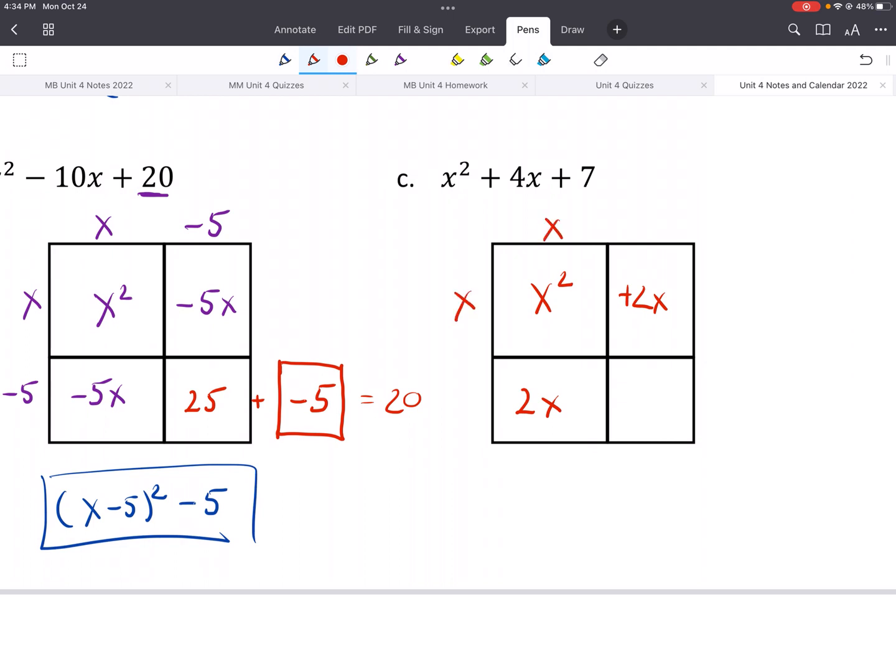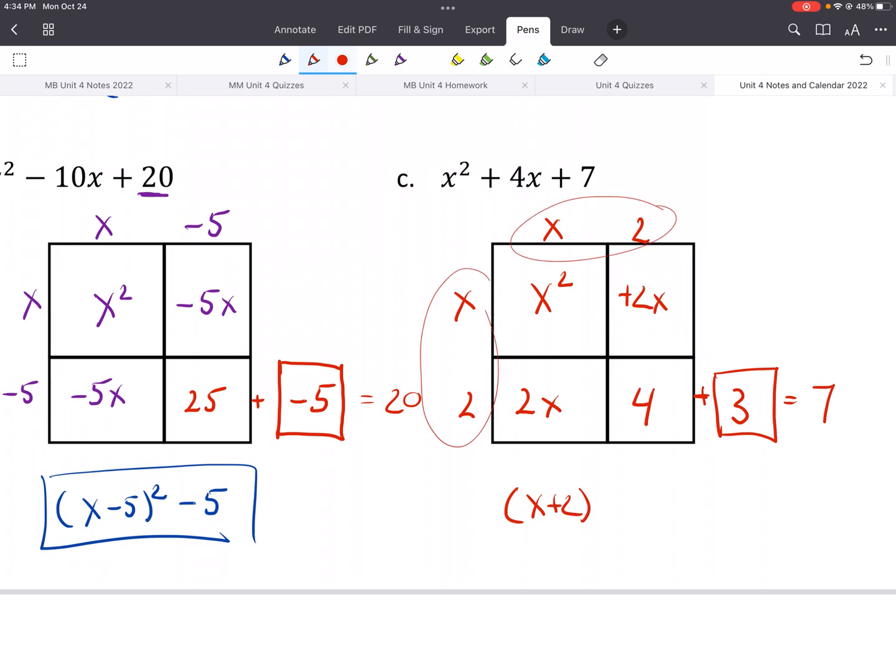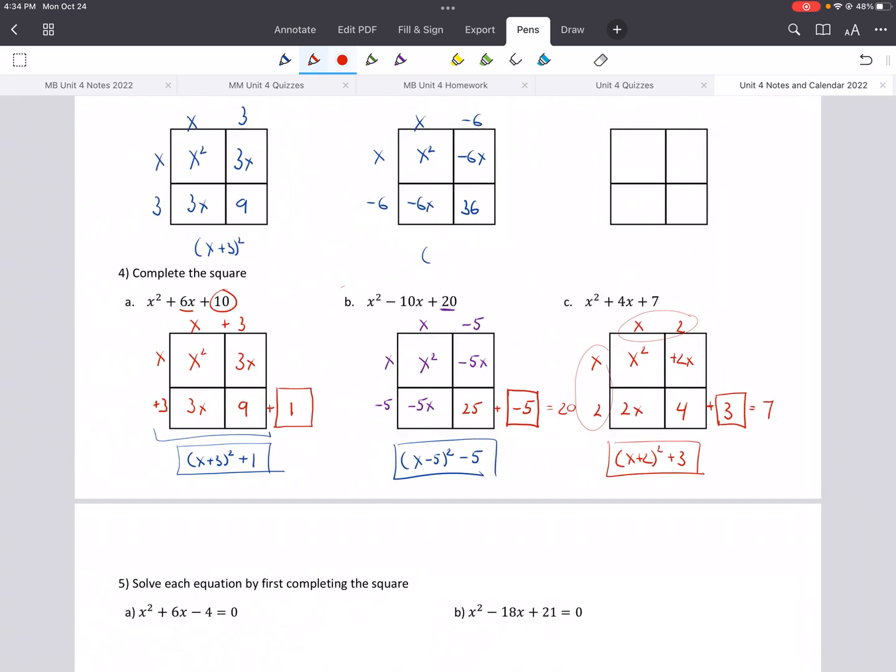Alright, next one, again, x squared plus, half of 4 is 2, and then this would have to be x and x, and this would be 2 and 2. Again, 2 times 2 is 4, but we don't want 4. We want it to be equal to 7. So what do we need to do to 4 to give us 7? We need to add 3. So we'd have x plus 2 times x plus 2 gives you x plus 2 squared plus 3. Alright, so that is completing the square.